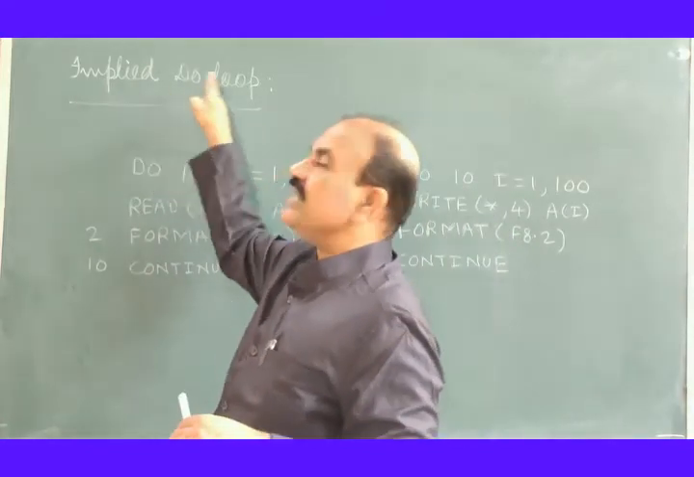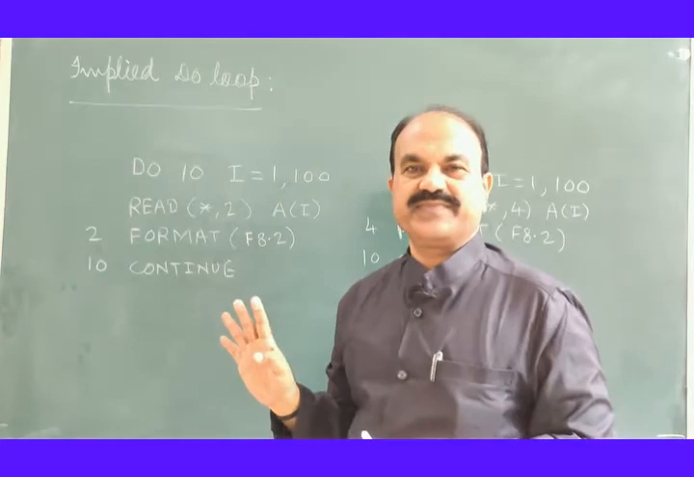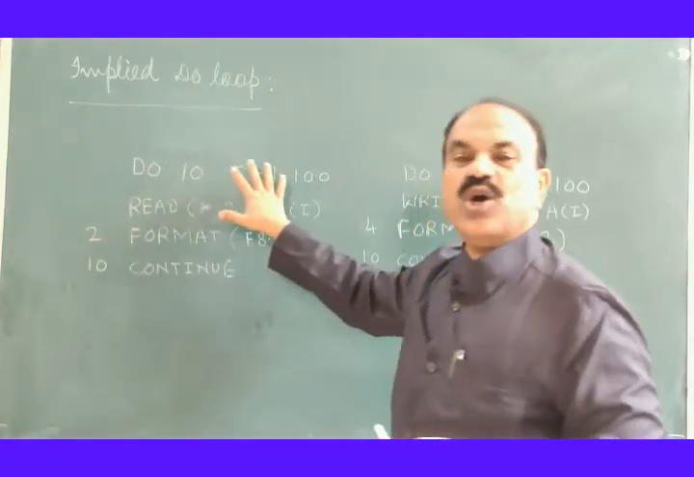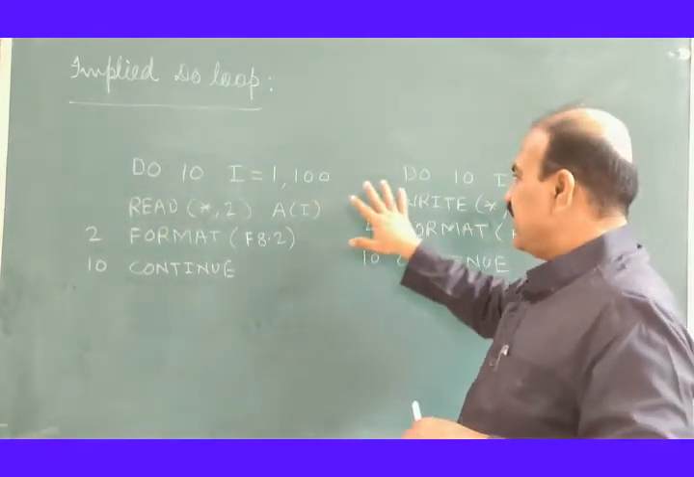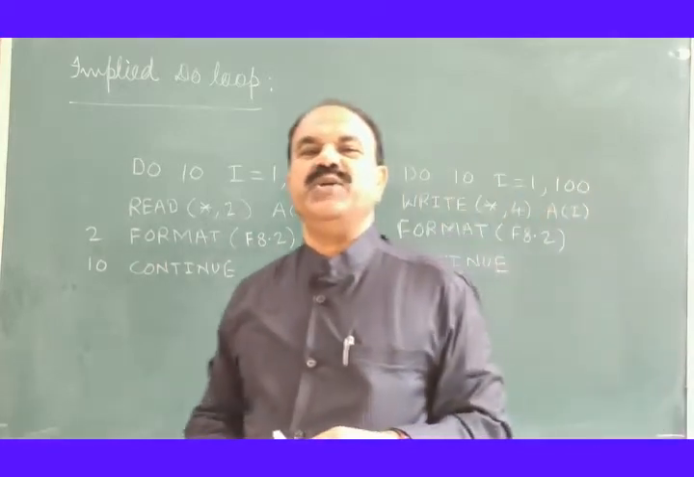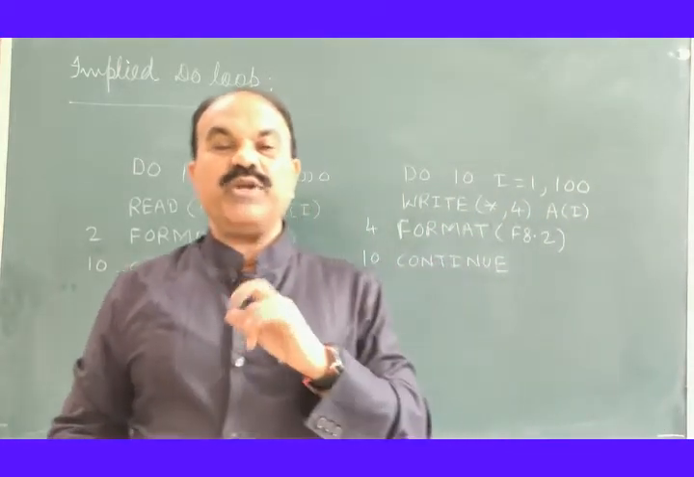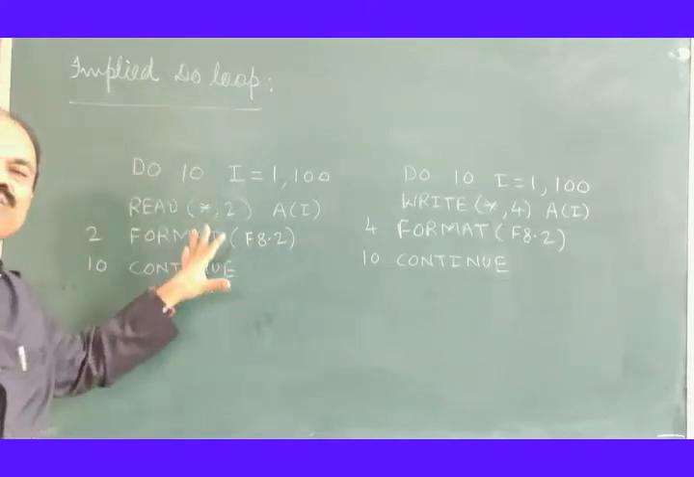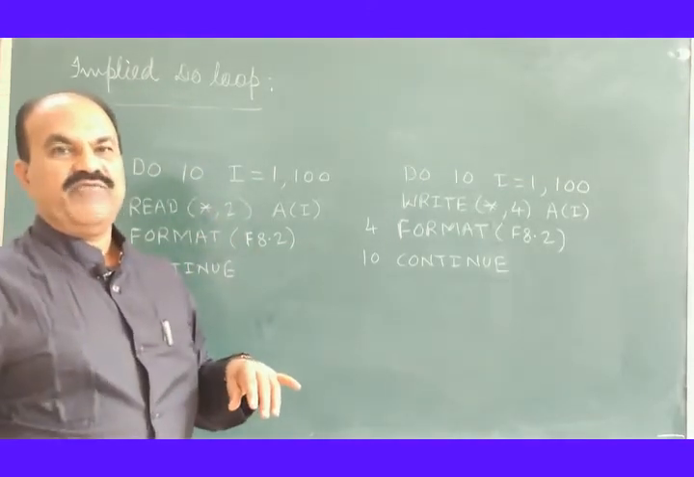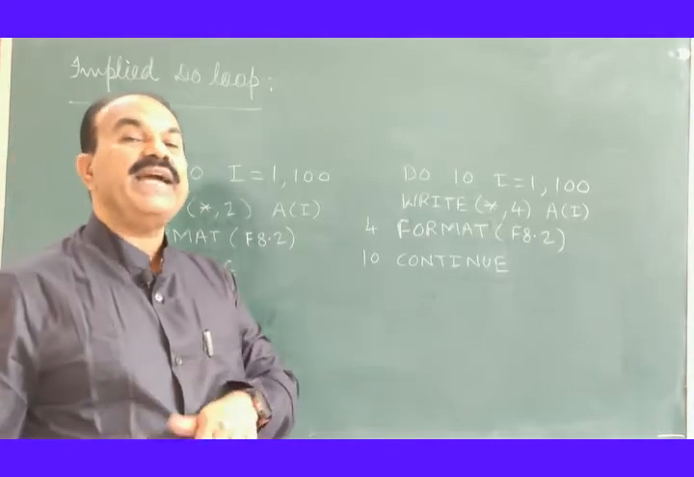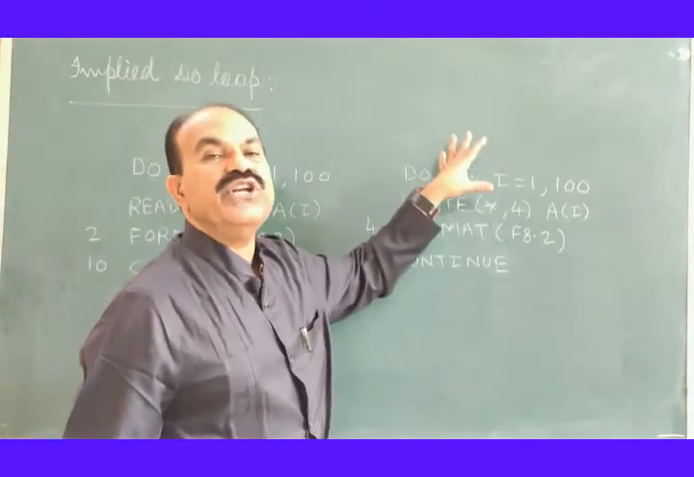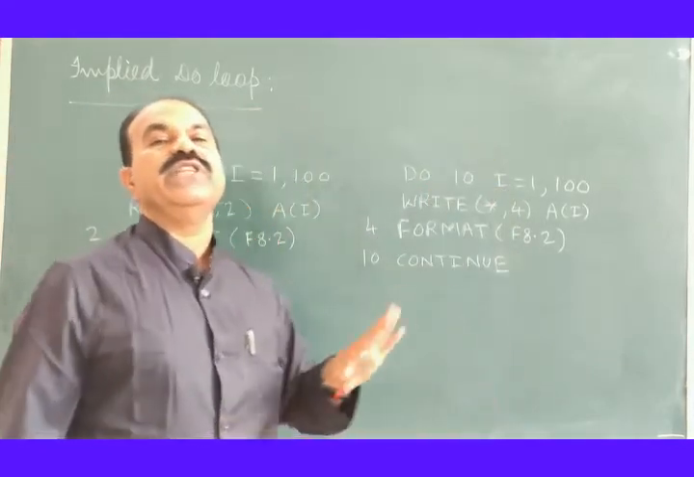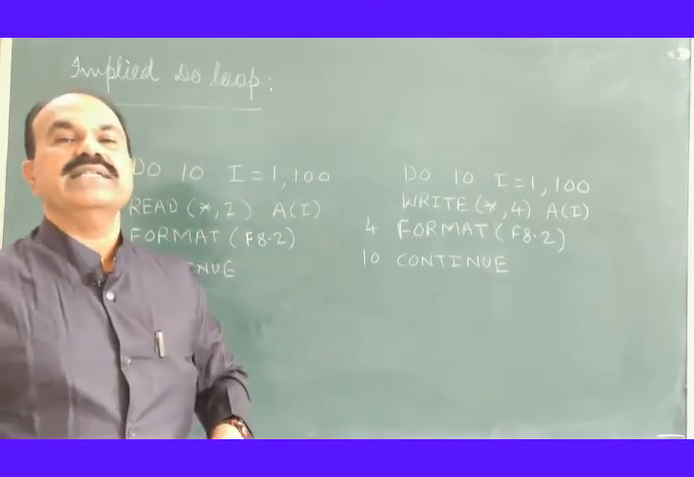Using this program for inputting, using this program for outputting is simply do loop. It is not implied do loop. When we go for implied do loop, there is no need to write all these things. There is no need to write the whole thing for reading or writing.